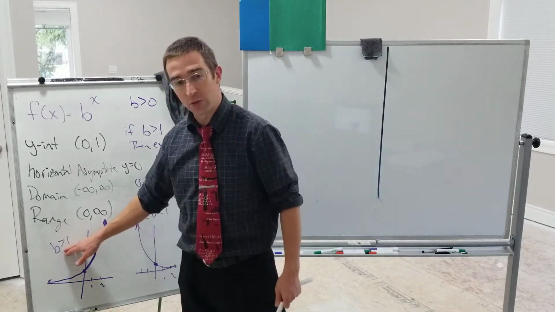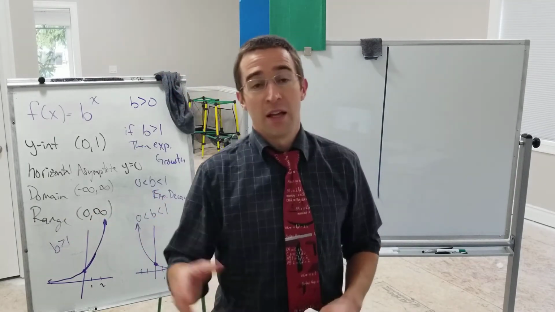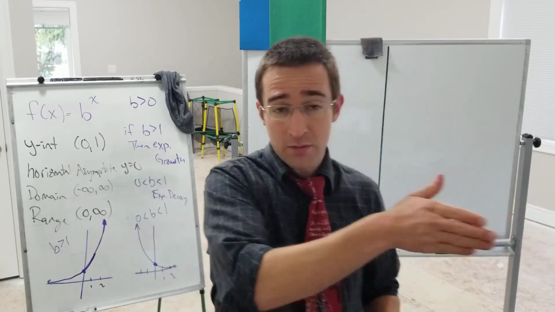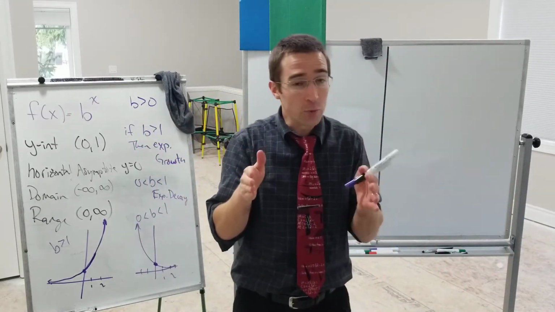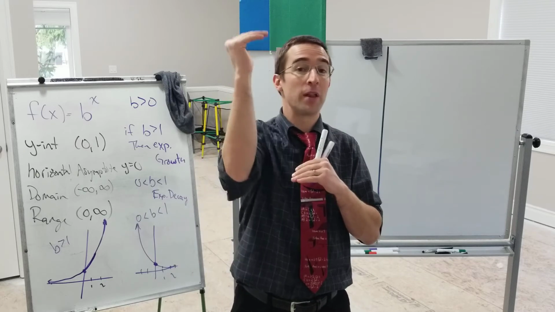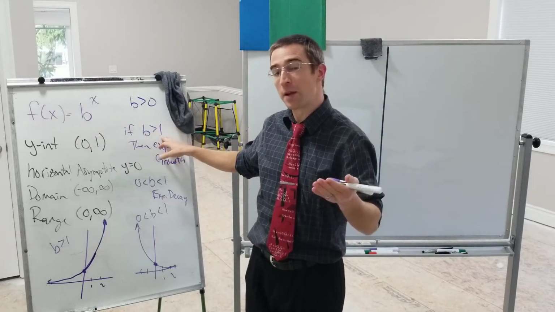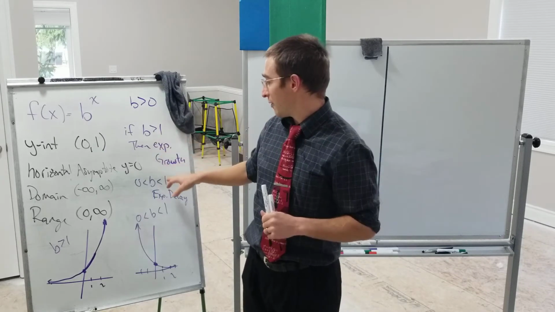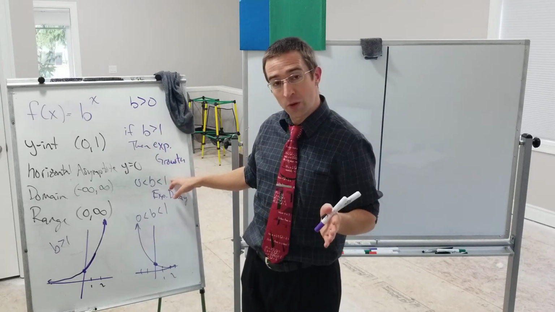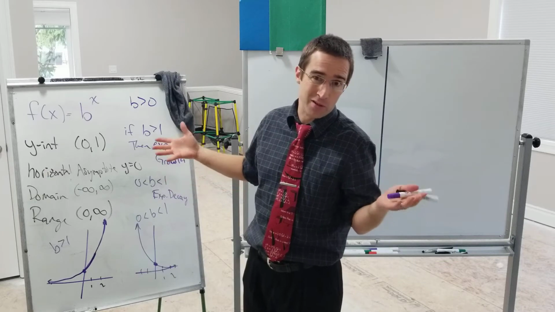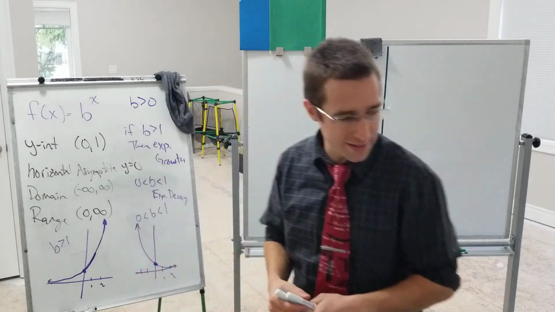Exponential growth when b is greater than 1, because as x increases, like x goes from 3 to 4, your y value gets multiplied by your base, your b number. If your b number is a big number, multiplying by a big number is going to make it bigger. If your b number is a small number between 0 and 1, multiplying by a small number will make it smaller. So that is that.